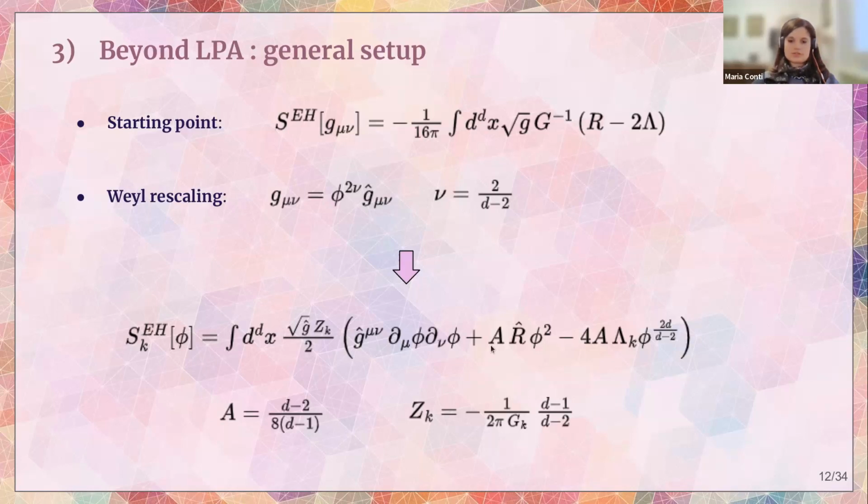As you can see, there is this A appearing. It is just a constant depending on the dimension. And you also have your normalization function Z_k, which is basically defined as minus 1 over the Newton's constant, running, clearly. And you also have your running cosmological constant.